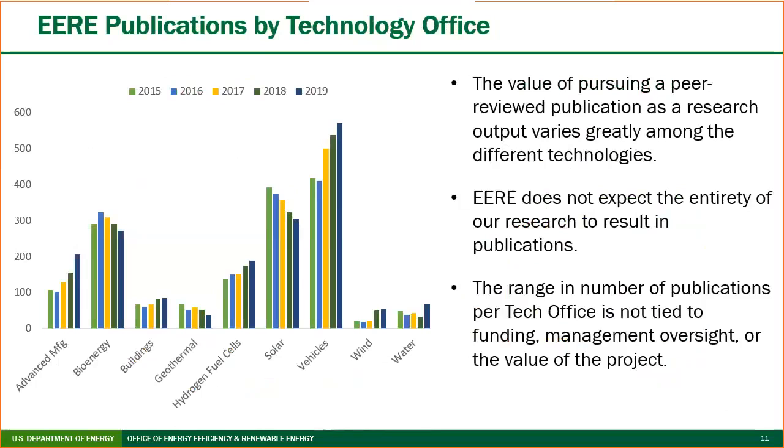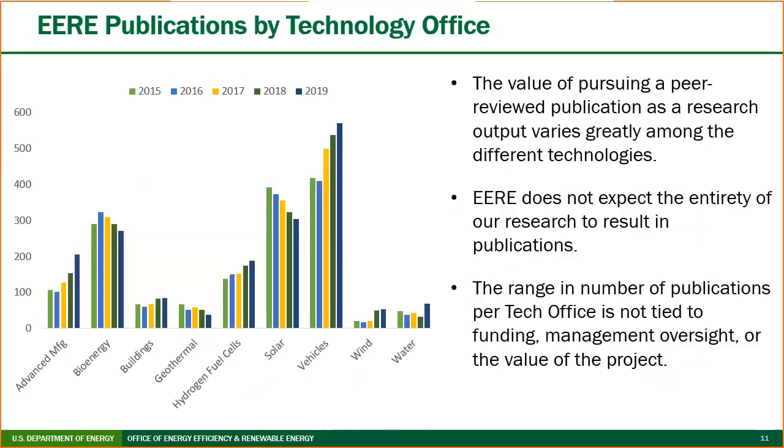Instead, the value of pursuing a peer-reviewed publication as a research output varies greatly among the different technologies. Thus, a low count of publications from one EERE tech office compared to another may simply be an expected variance due to the different technologies that EERE office supports. Where this information is valuable is in allowing the tech offices to observe trends within their own data set.